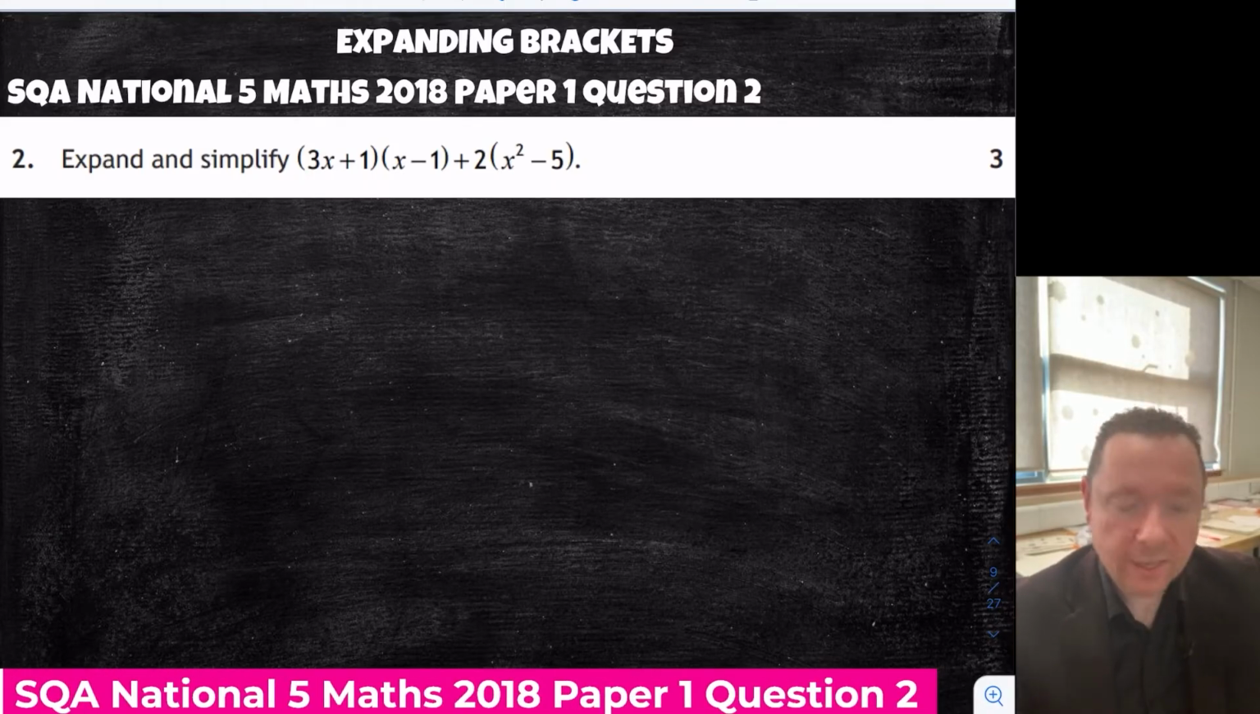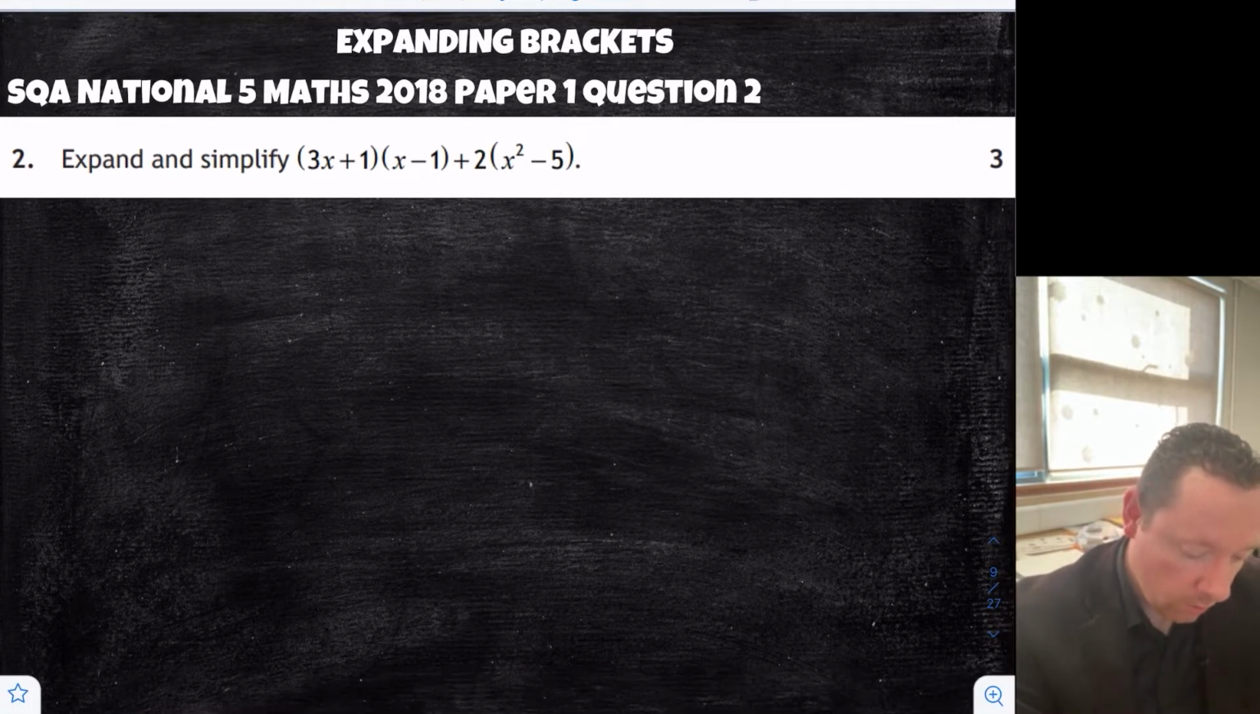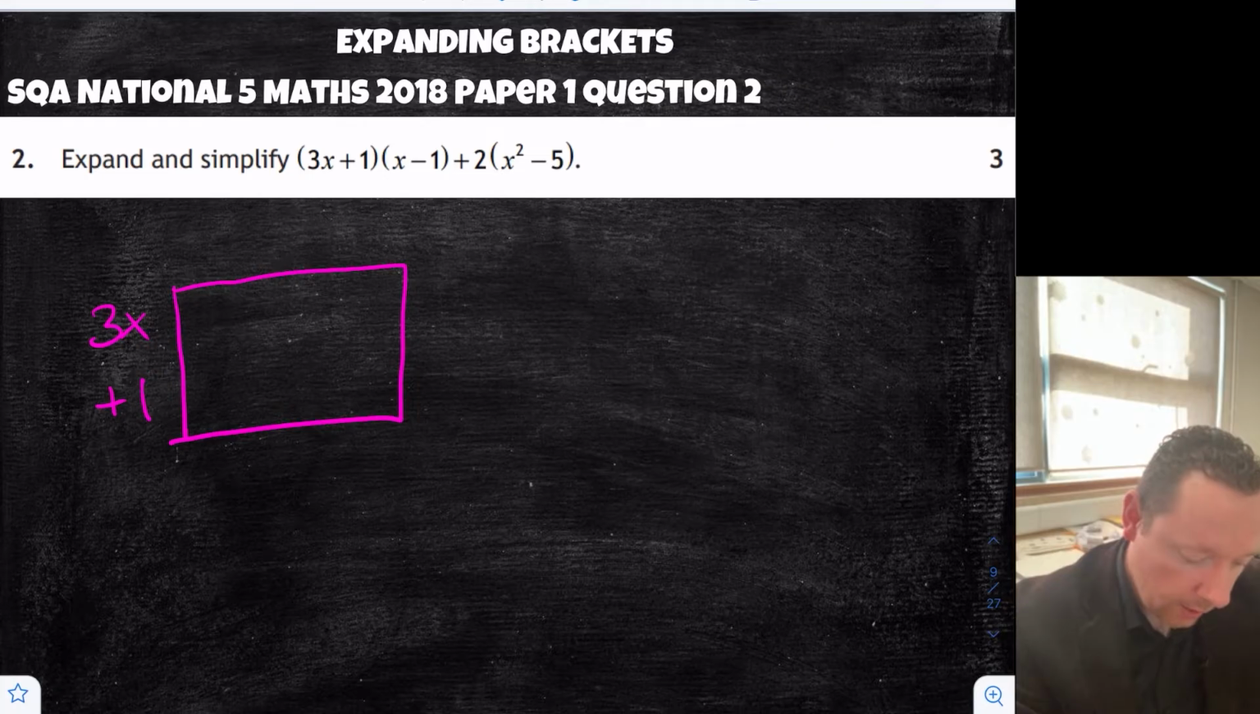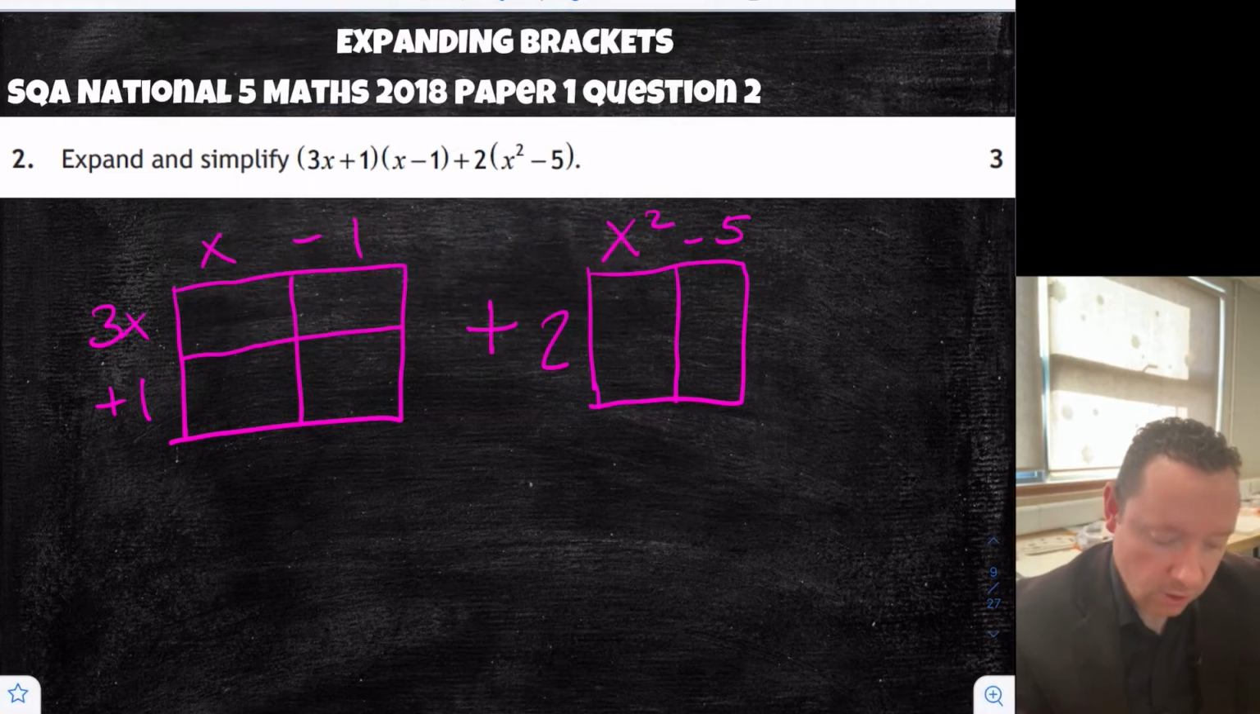SQA National 5 Maths 2018 Paper 1 Question 2, expand and simplify. Well, I always use the box method for this, so I'm not going to stop now. So I've got one set of brackets on one side, 3x plus 1 times x minus 1. So I'm going to expand and simplify that. And then it's plus another box, 2 on one side times x squared minus 5 on the other. So I can now easily expand it using a different colour to highlight the answers.